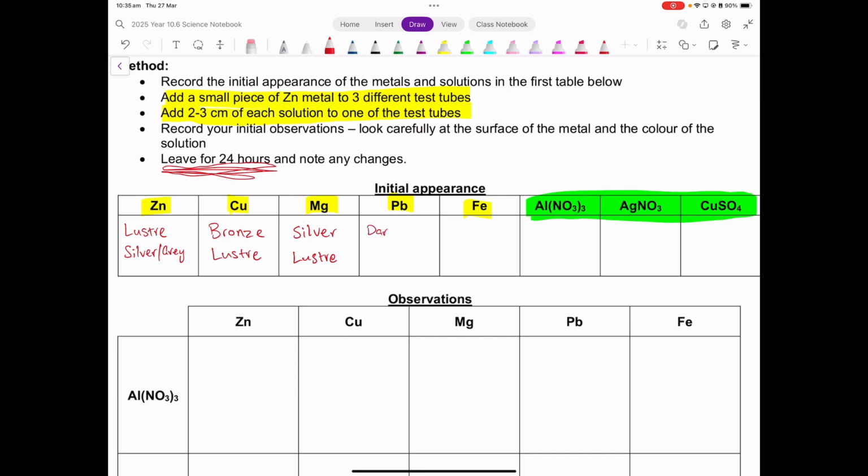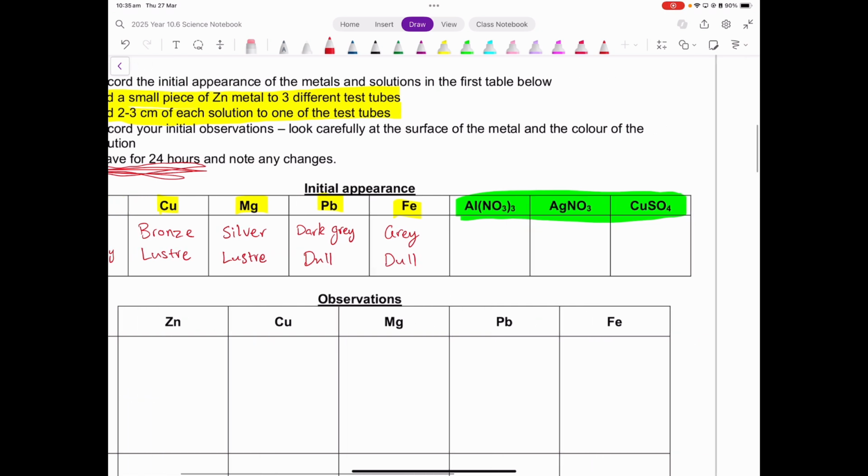Dark grey. And instead of luster, it was dull. Iron. Iron? Grey. And was there a luster or was it dull?